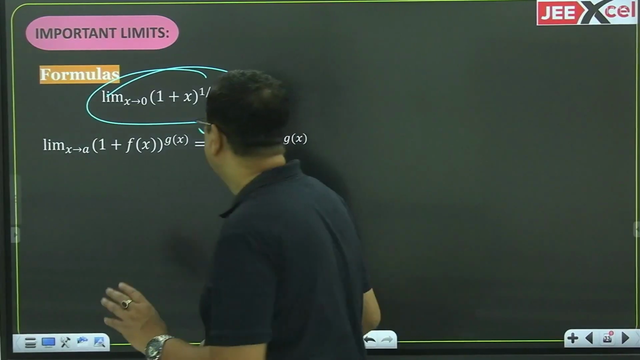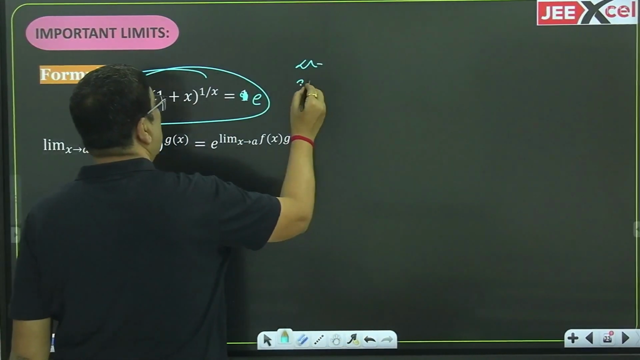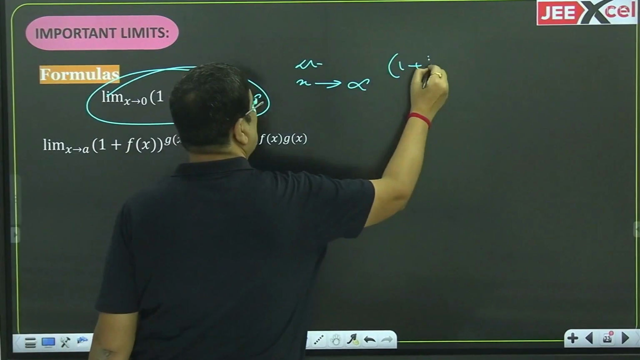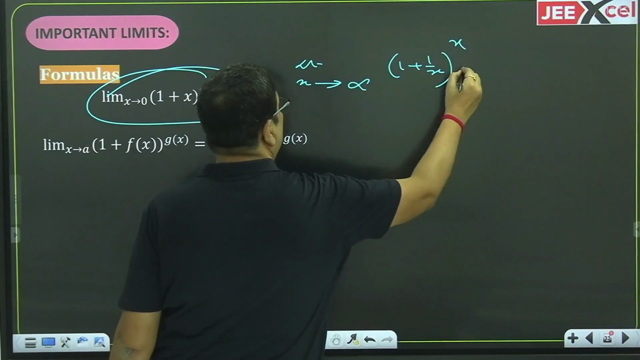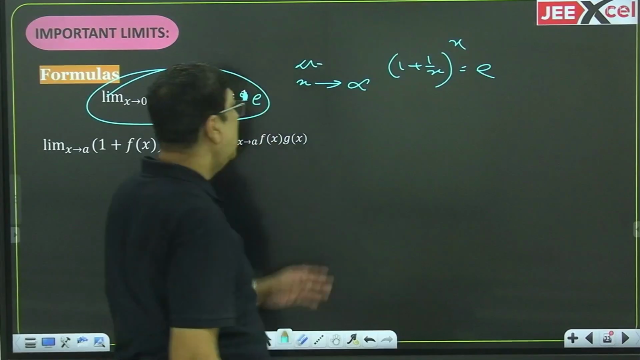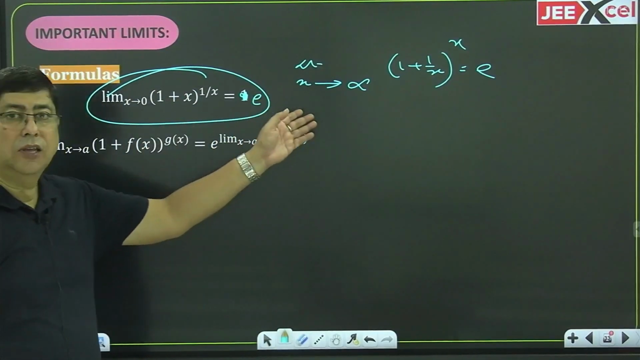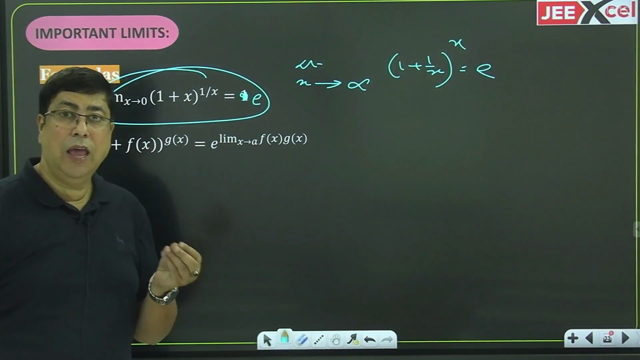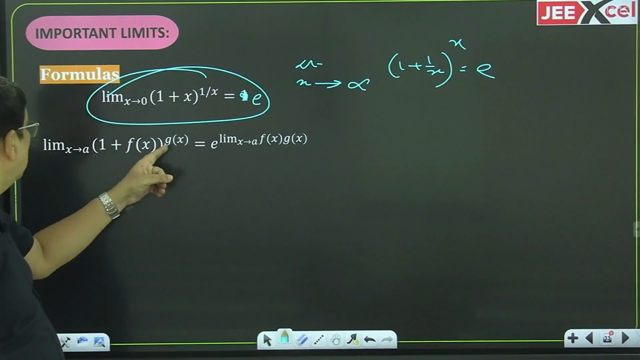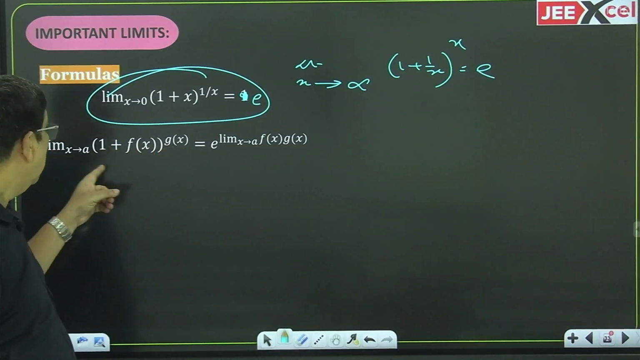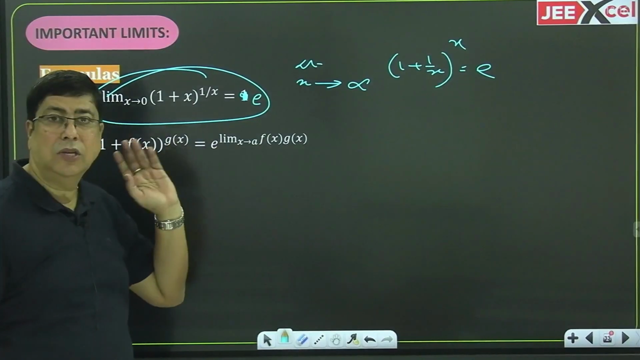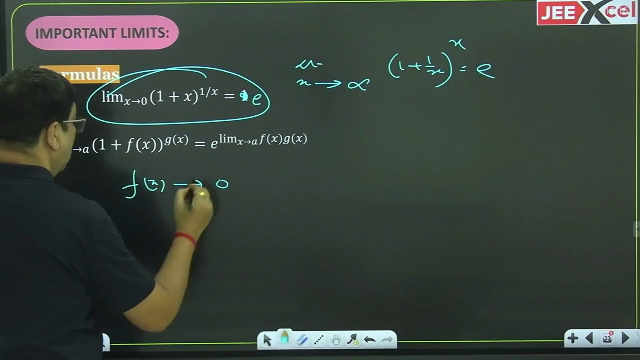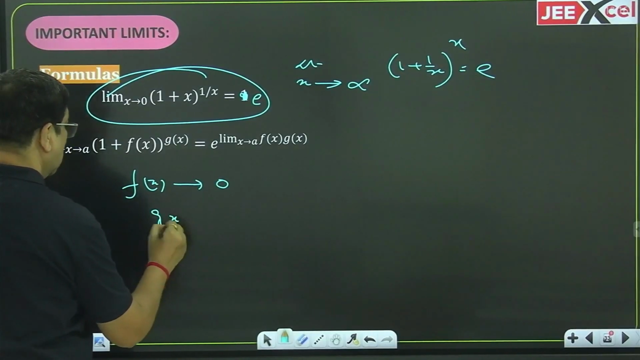For this formula there is another form. Another form of the formula: limit x tend to infinity, 1 plus 1 by x whole to the power x equal to e. Same thing, x is 0 and that is x is infinity, same thing, and its modified form. Those who will use it for IIT JEE cases: 1 plus fx whole to the power gx, limit x tend to a, this is e to the power fx into gx, provided fx tend to 0 and gx tend to infinity.